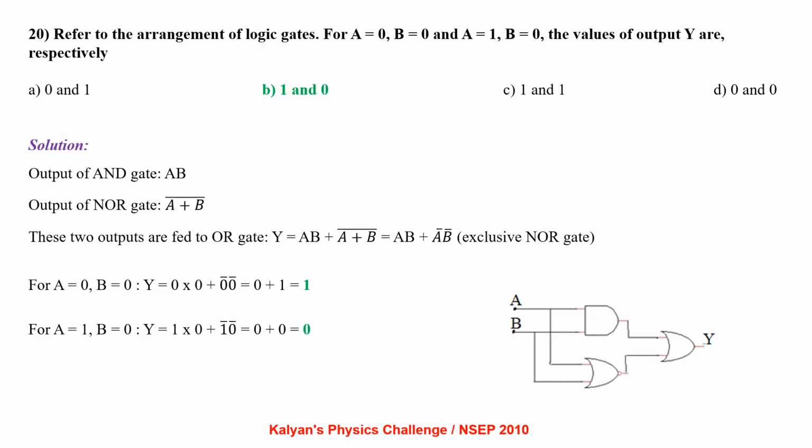Refer to the arrangement of logic gates for A equal to 0, B equal to 0 and A equal to 1, B equal to 0. The values of output Y are, respectively. Output of the AND gate is AB. Output of NOR gate is (A plus B) whole bar. These two outputs are fed to OR gate. So Y equals AB plus (A plus B) bar, that comes out to be AB plus A bar B bar, which is nothing but exclusive NOR gate. Now for the given inputs, we get the corresponding outputs to be 1, 0.